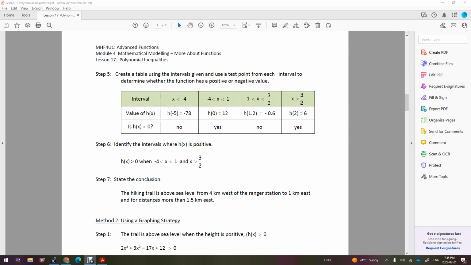So identify the intervals where h at x is positive, and we look on our table, wherever it says yes, then we use that interval. So, negative 4 is less than x, which is less than 1, becomes our first interval, because it says yes. And our second interval becomes x is greater than 3 over 2, because it says yes. So those are our intervals where h at x is positive.